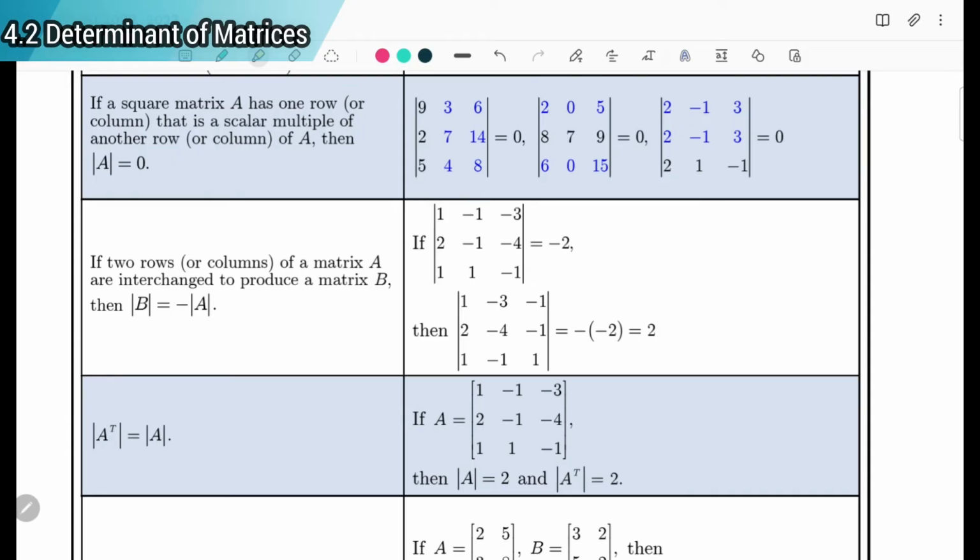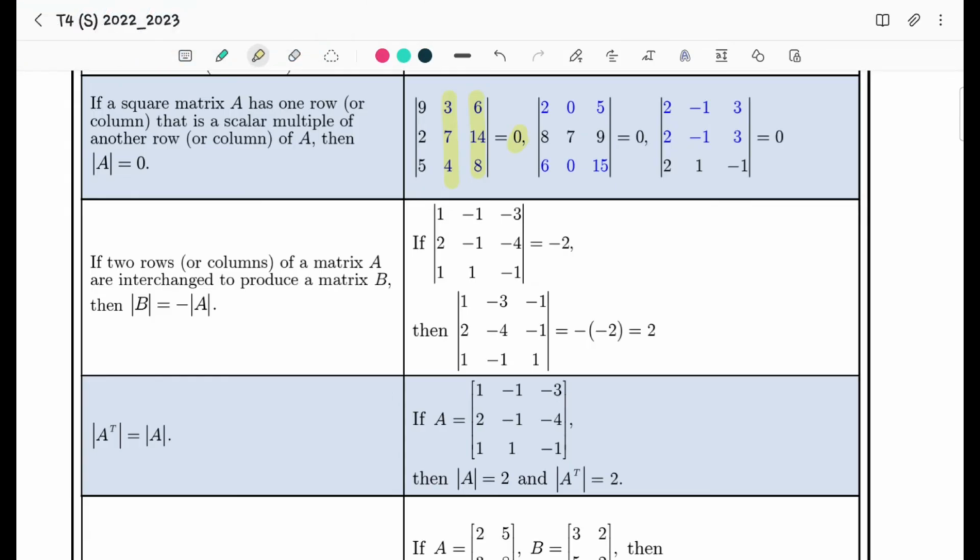If a square matrix A has one row or column that is a scalar multiple of another row or column of A, for example this one, 3, 7, 4 times 2, you get 6, 14 and 8, then the determinant of A is equal to 0. If two rows or columns of a matrix A are interchanged to produce a matrix B, then the determinant of B is equal to negative determinant of A.